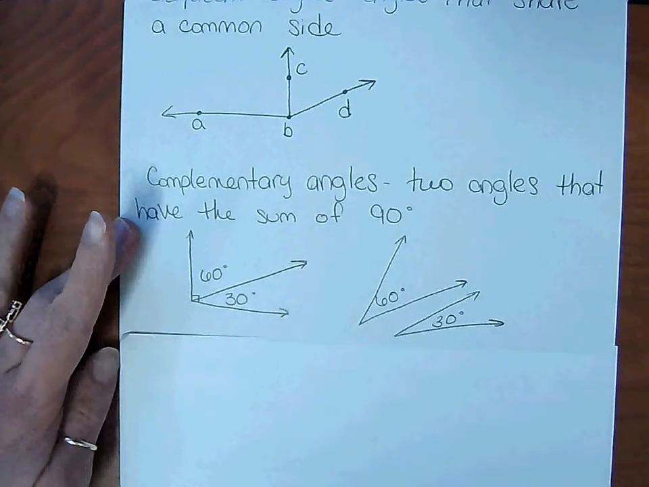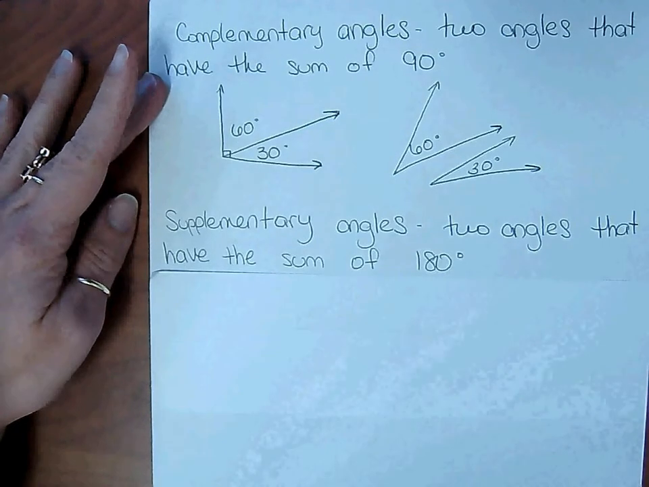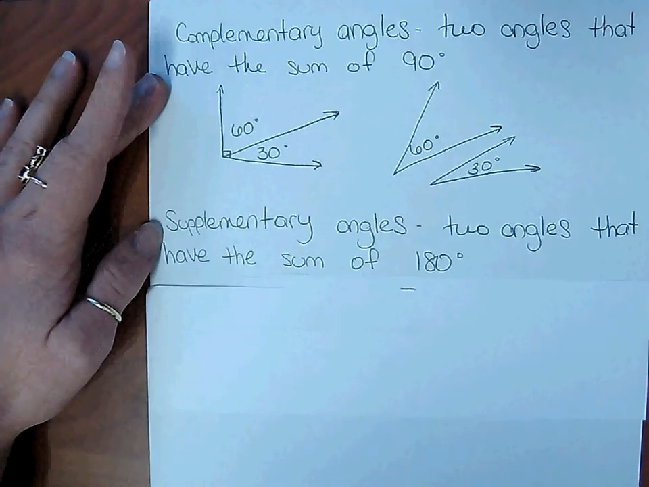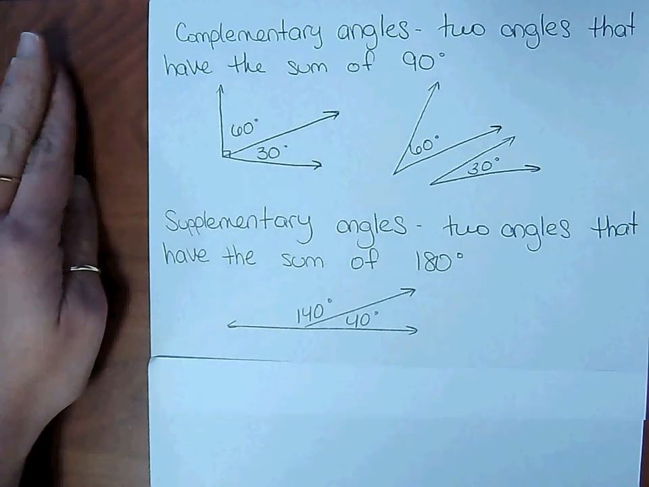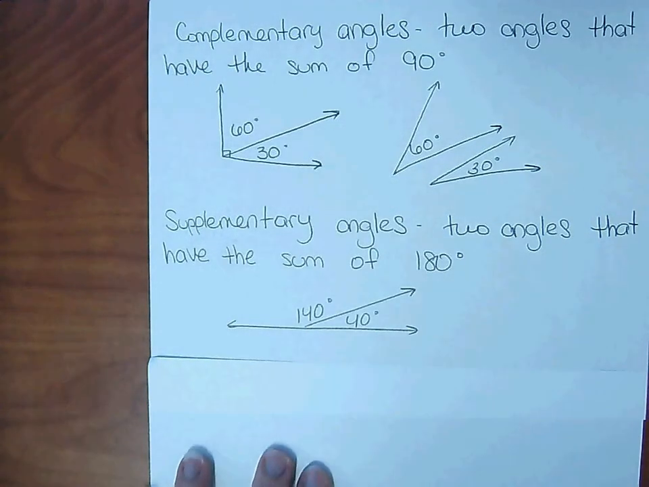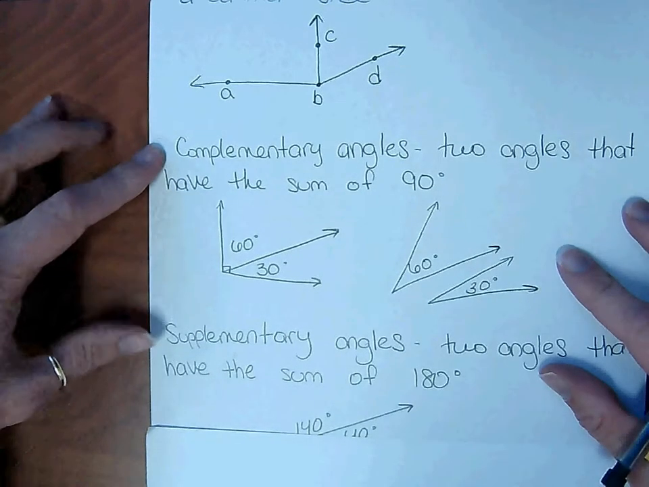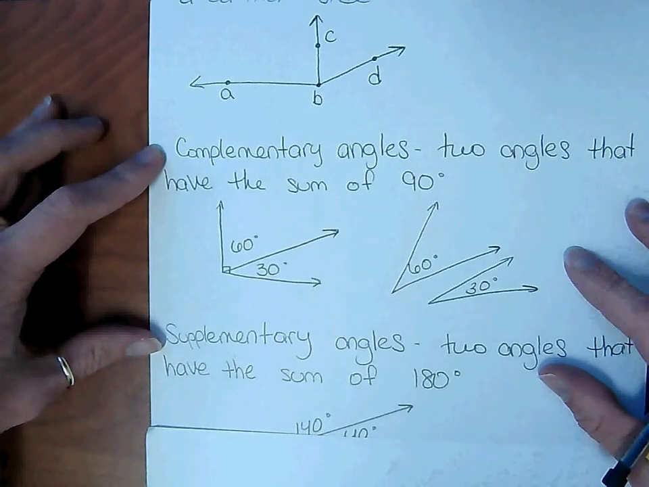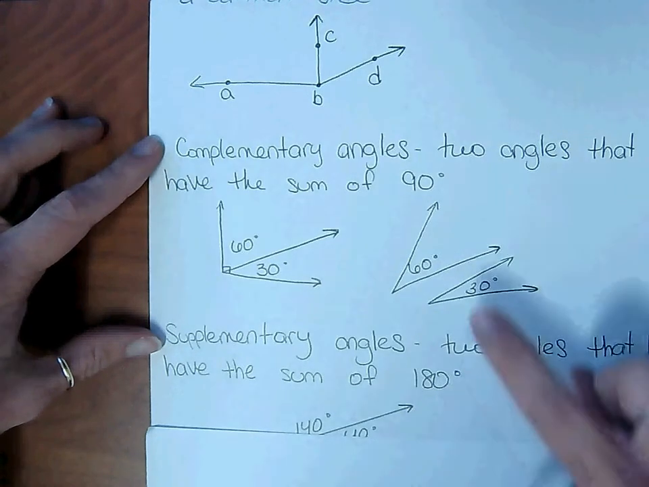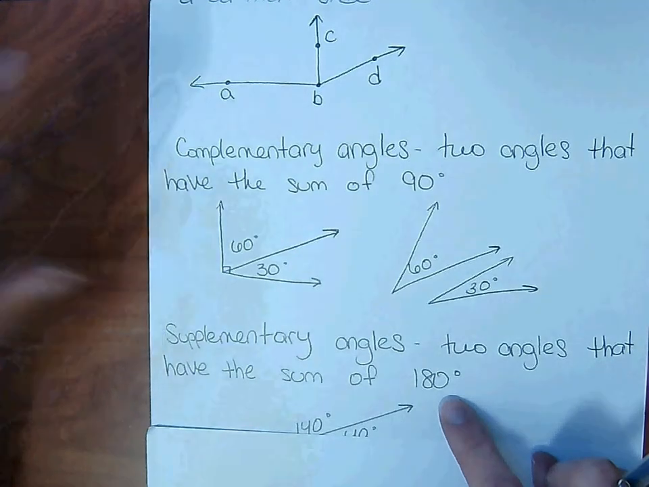Supplementary angles are two angles that have the sum of 180 degrees. And again, supplementary angles can be adjacent or not, as long as their sum is 180 degrees. A way to remember this: C comes before S in the alphabet, and 90 comes before 180. So complementary is 90 degrees, supplementary 180 degrees for two angles added together.